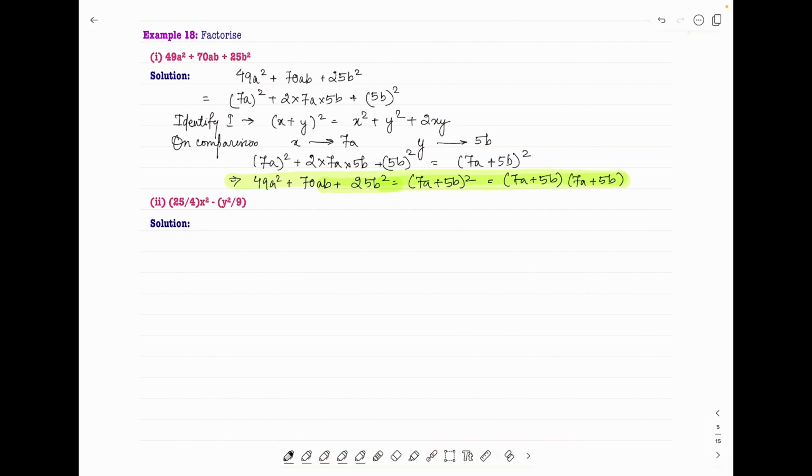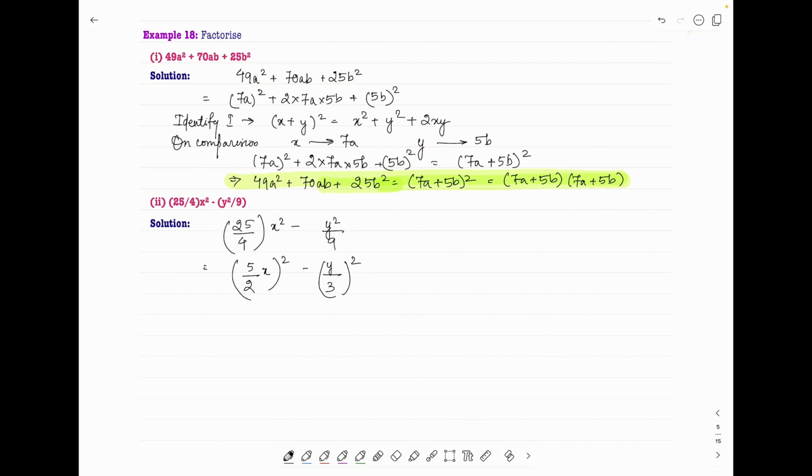Okay, the next question is 25 by 4 x square minus y square by 9. What is the square root of 25 by 4? It is 5 by 2. X square is only x. You can write 25 by 4 x square as 5x by 2 whole square. So this is 5x by 2 whole square minus y square by 9, which can be written as y by 3 whole square, since y square is y whole square and 9 is 3 whole square.